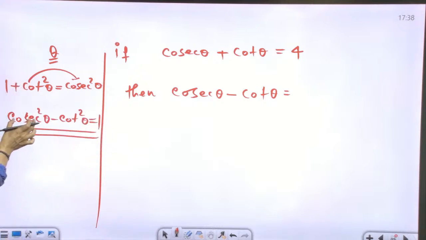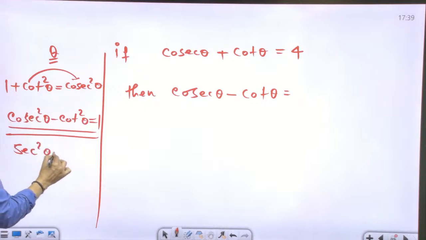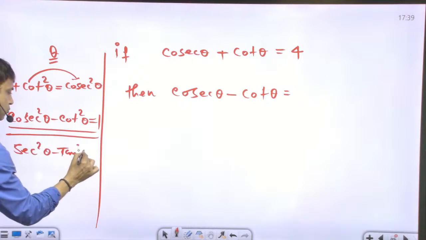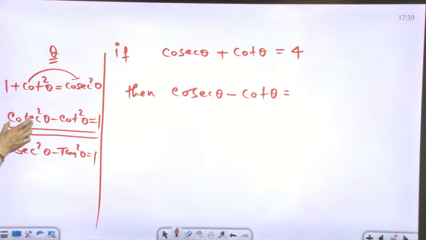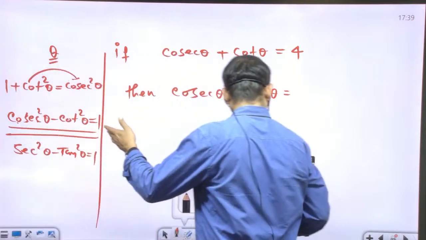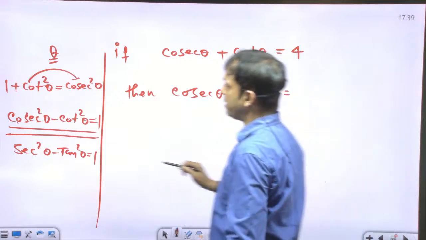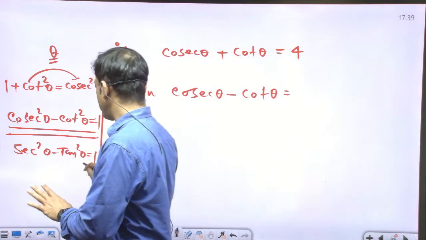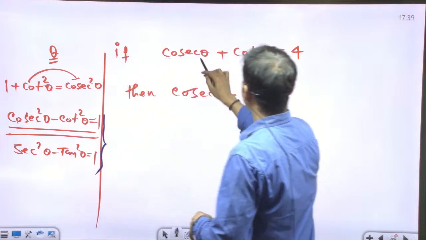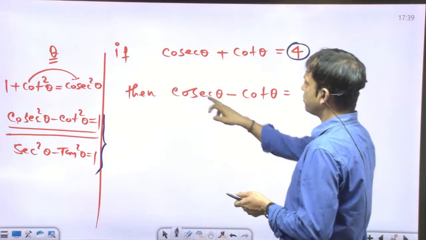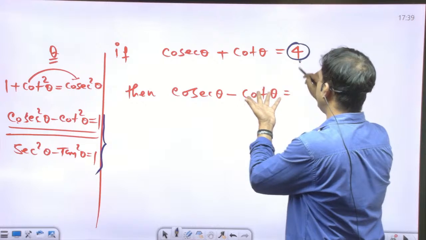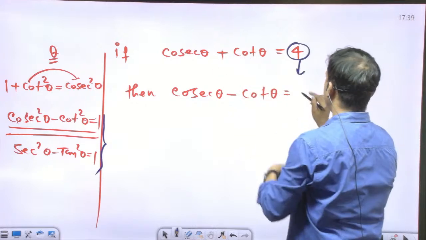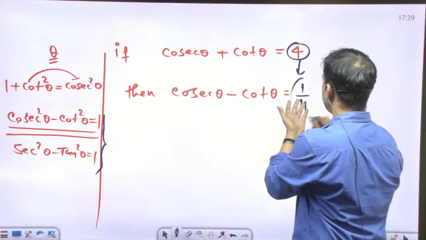Like sec square minus tan square, same formula. Sec square theta minus tan square theta will be 1. So cosec minus cot is 1, sec minus tan will be 1. So the procedure will be the same for these 2 pairs, cosec and cot, sec and tan. If cosec plus cot is 4, and the question is cosec minus cot, then simply, like sec and tan, your answer will be 1 by 4.